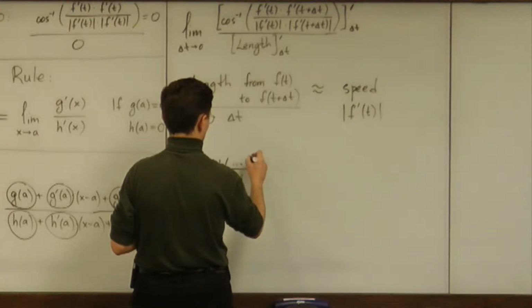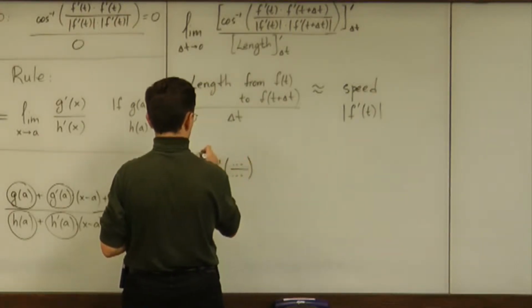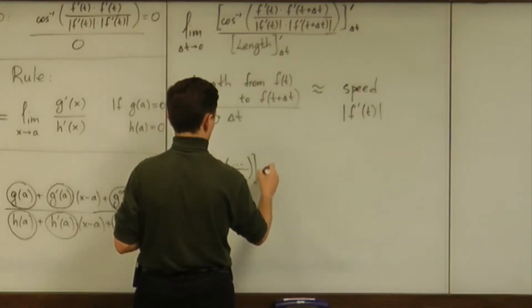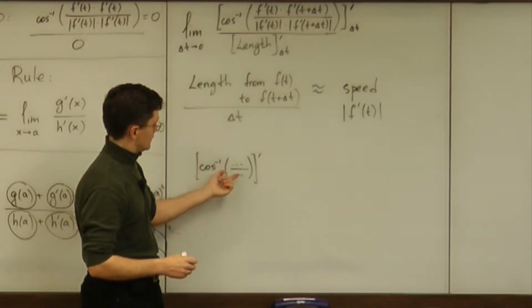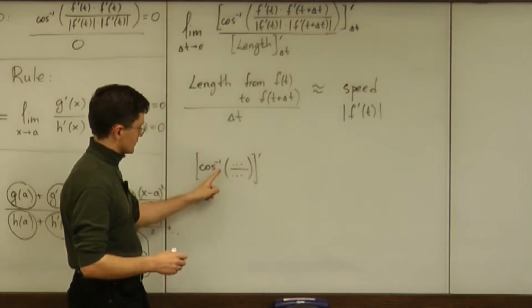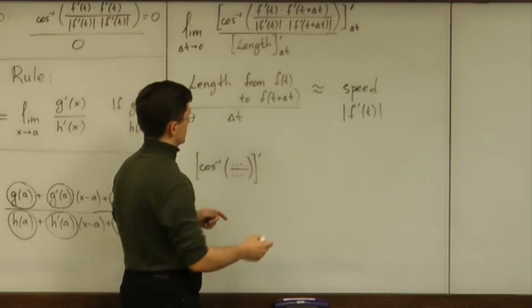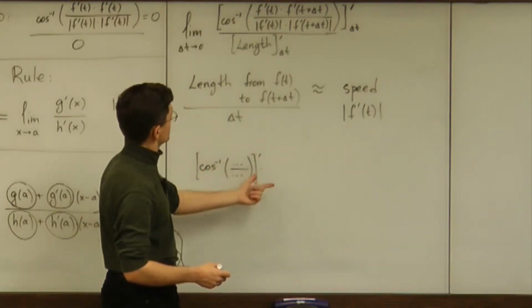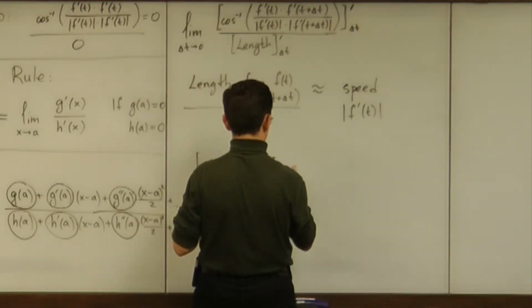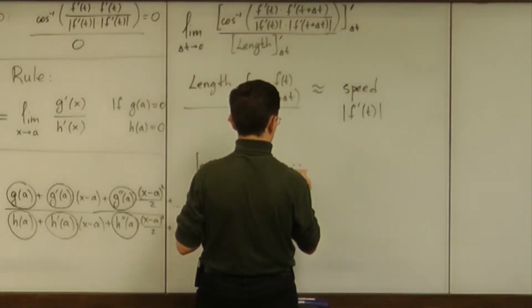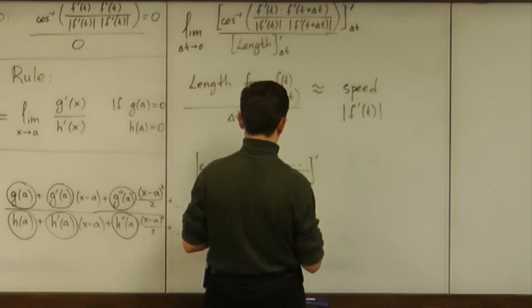derivative of cosine inverse of all that fraction. Well, the derivative of just cosine inverse, and by the chain rule it should be multiplied by the derivative of that fraction. Right, so that fraction has to be differentiated.